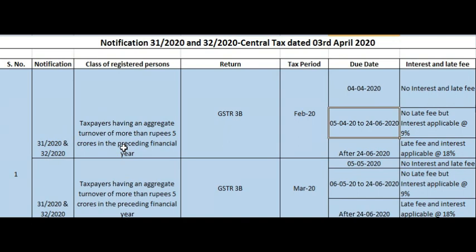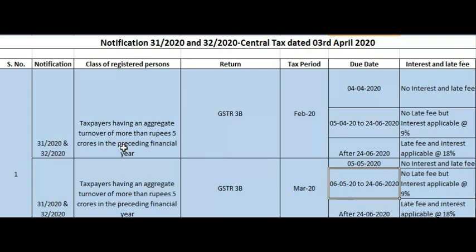Coming to the GSTR 3B for the month of March 2020, if the GSTR 3B for the month of March 2020 is filed on or before 5th of May 2020, then no interest and late fee shall be levied. If the GSTR 3B is filed between 6th of May 2020 to the 24th of June 2020, then no late fee shall be levied, but interest shall be applicable at the reduced rate of 9%. Similarly, if the GSTR 3B is filed after 24th of June 2020, then both late fee and interest at the rate of 18% per annum shall be applicable.